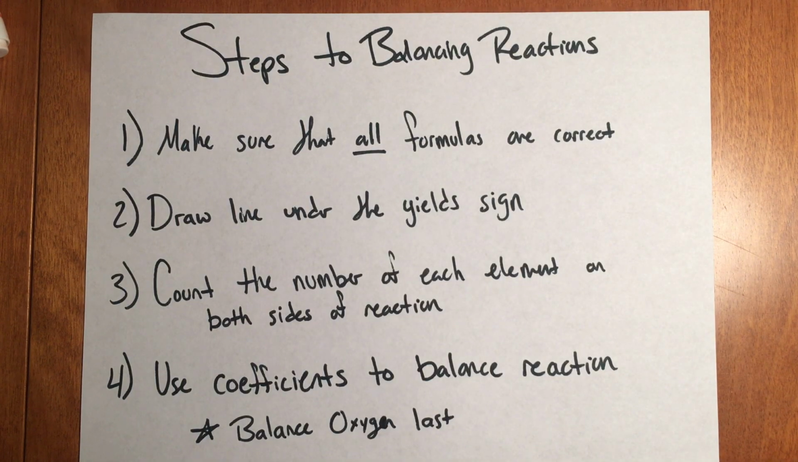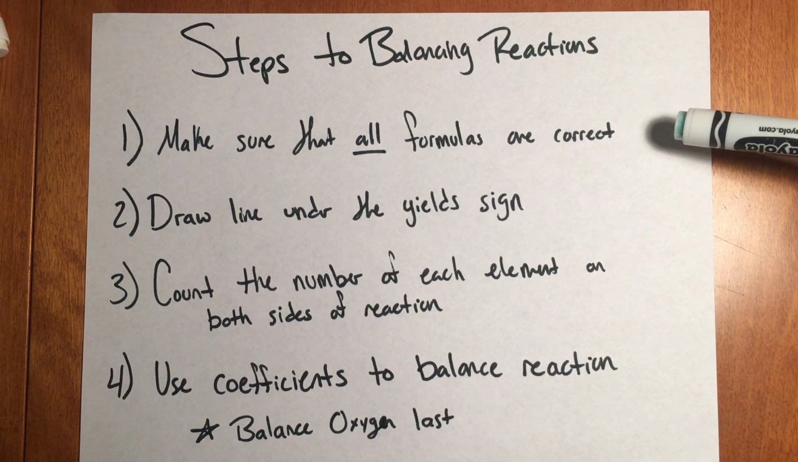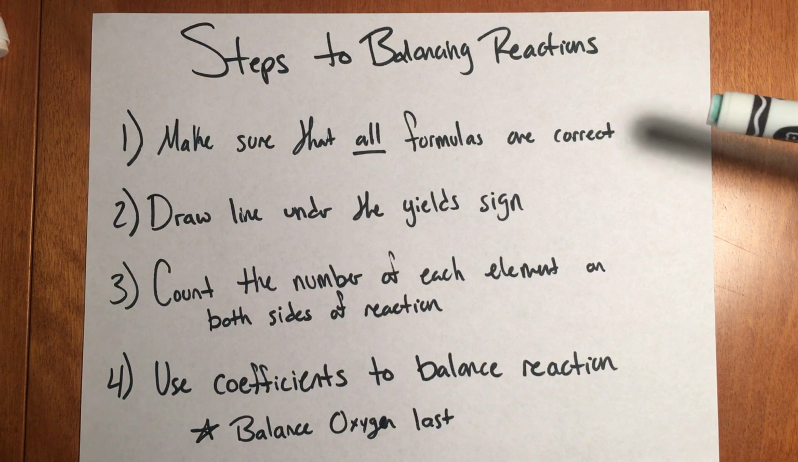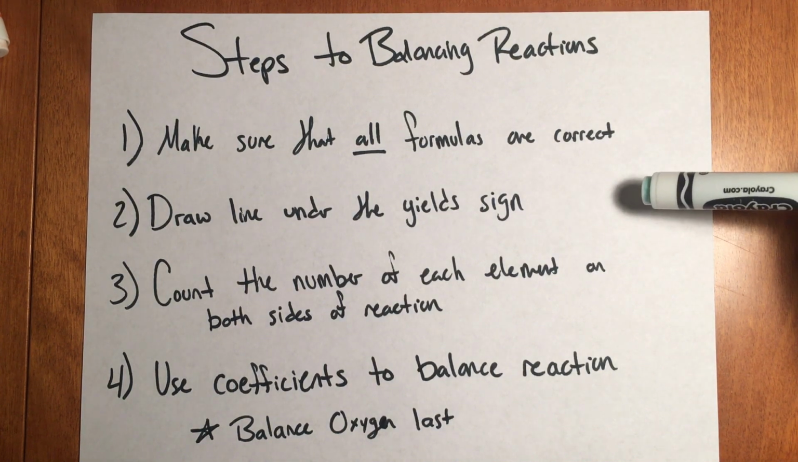Okay, here's the 4 main steps to balancing reactions. First thing you do is you make sure that all the formulas are correct. If you don't do this, the equation won't balance. Then you'll draw a line under the yield sign.